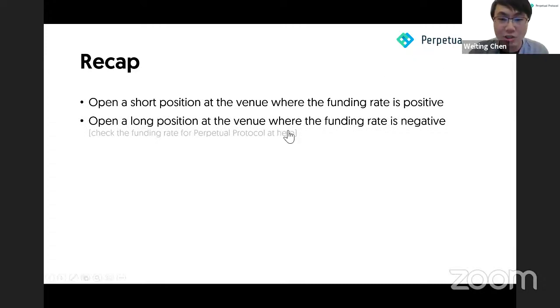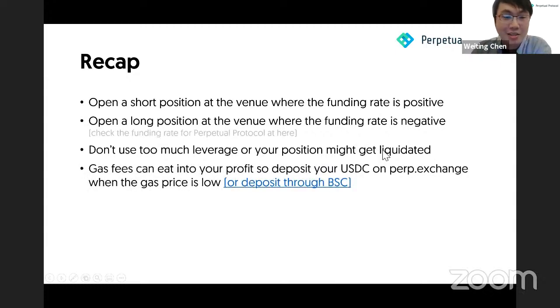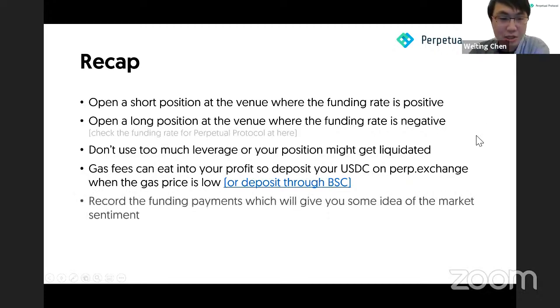And I have attached a link over here, where you can click to see the history of funding rates on Perpetual Protocol. And don't use too much leverage because you don't want your money to blow up. Your position might get liquidated if you use a lot of leverage. And the last thing is, sometimes the gas fee can be really high, as you just saw. So we recommend people try another approach to deposit your USDC to Perp exchange.